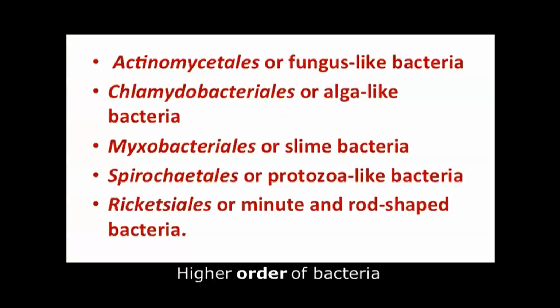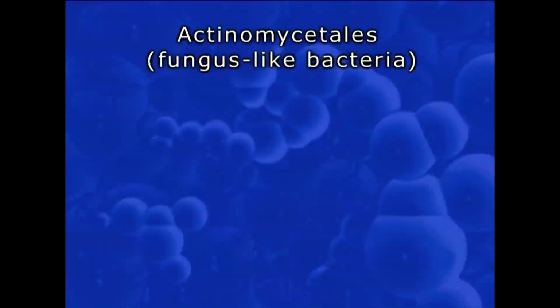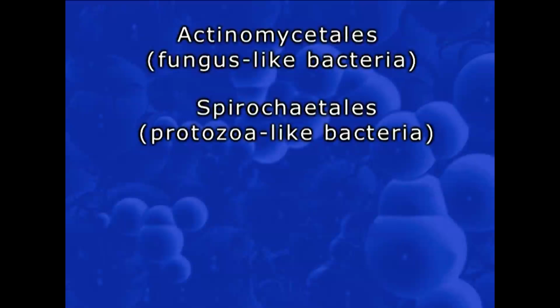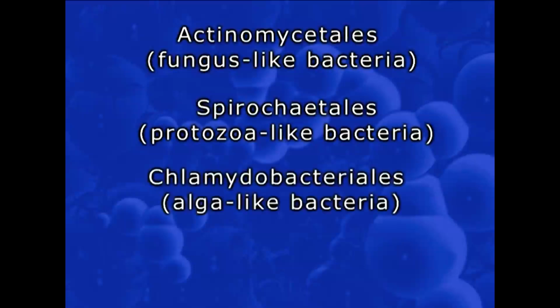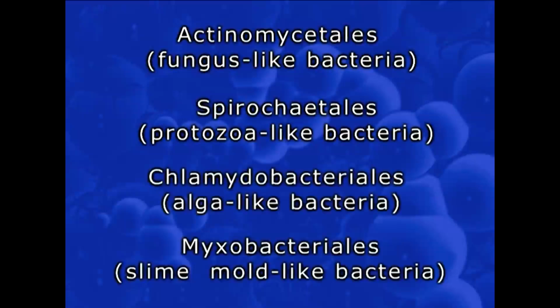Among 1,650 species of bacteria, they are true bacteria having coccoid structure, having different types of rod-shaped structure, etc. Apart from this, some higher order of bacteria are there. They are not actually the true bacteria. They are called higher bacteria. What are they? They may be fungus-like bacteria, protozoa-like bacteria, alga-like bacteria, slime mold-like bacteria, etc.